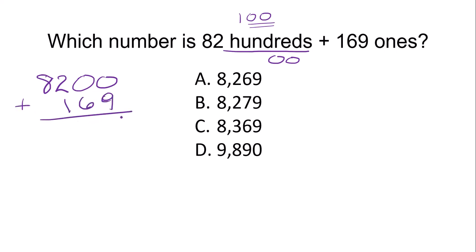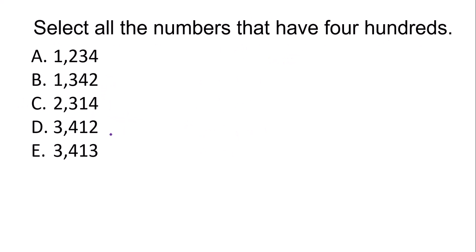Let's go ahead and add those two together. So that's 9 plus 0, that's 9. 6 plus 0 is 6. 2 plus 1, that's 3. And bring the 8 down because 8 plus nothing gives me 8,369. Do you see that here? Yes, I do. 8,369. Very good. Let's keep going.